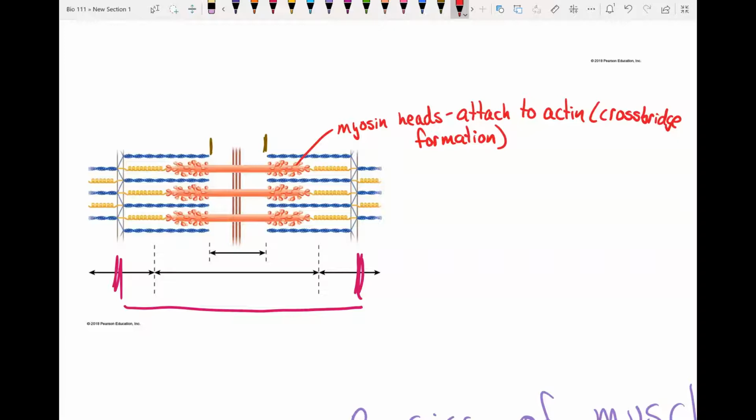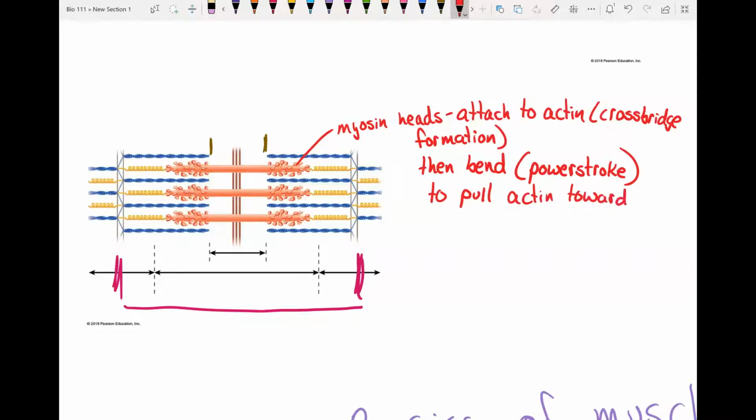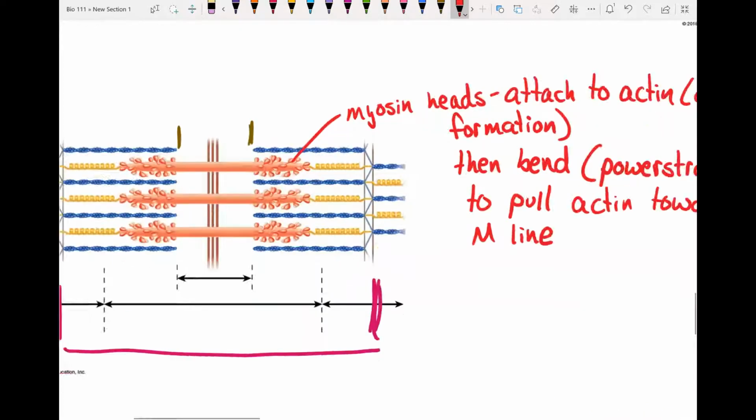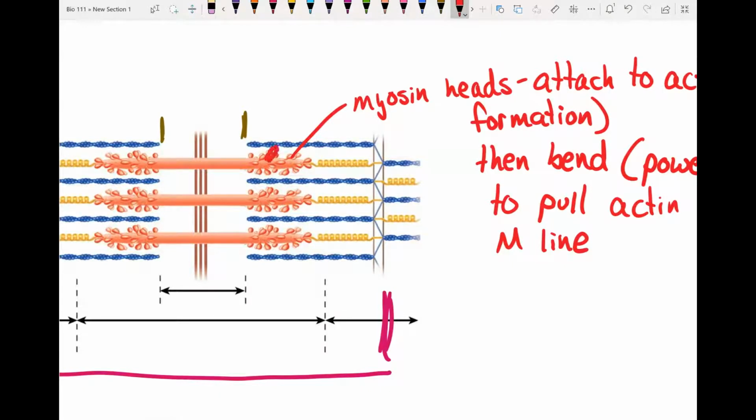Then the myosin heads bend. And when they bend, that is called the power stroke. By bending, they pull the actins toward the M line. So the power stroke would be like you pulling your arm in towards yourself in order to pull that rope in towards yourself. So all these little myosin heads are going to come up. A myosin head will attach like this, then it bends this way, and that's what pulls the actin in. And over here, they'll attach like this, and then they'll bend this way and pull the actin in. And the actins move toward the M line.